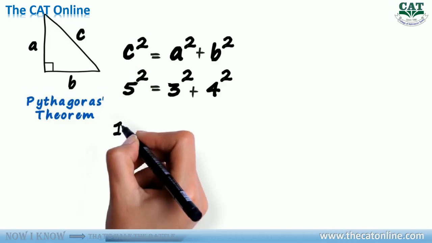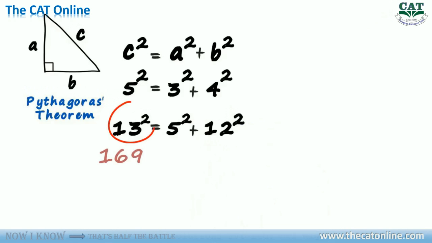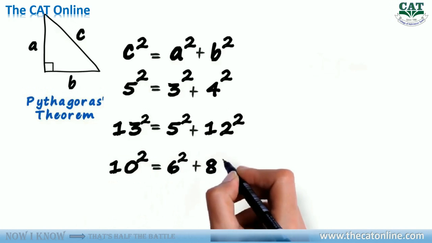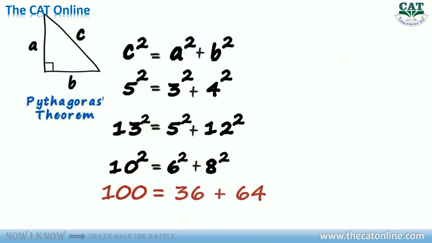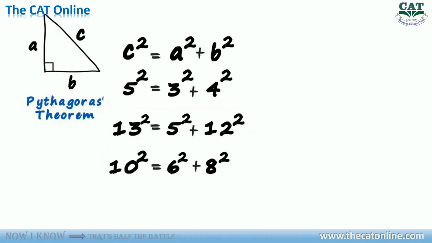Another example would be 13 squared is equal to 5 squared plus 12 squared. 169 is equal to 25 plus 144. Or we can also say that 10 squared is 6 squared plus 8 squared. 100 is equal to 36 plus 64. This means we can form right triangles with sides 5, 3 and 4, in which 5 is the hypotenuse. And similarly, in the second and the third case, we can form right triangles with hypotenuse 13 and 10 respectively.